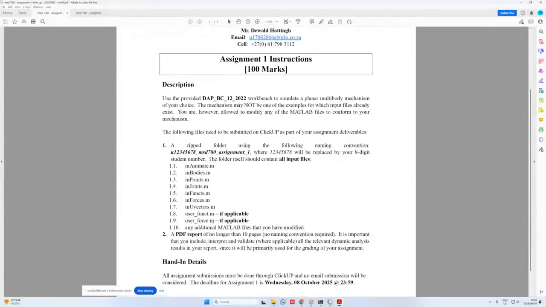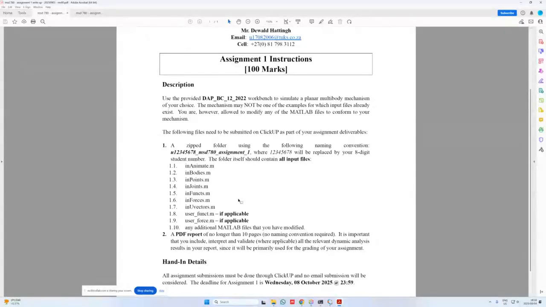Now we've covered user force up to now. That is where you specify your own applied force on the system, which is not some sort of a trivial force. User funct is one of the newer utilities that is available in DAP BC 12 but not available in DAP BC 11.